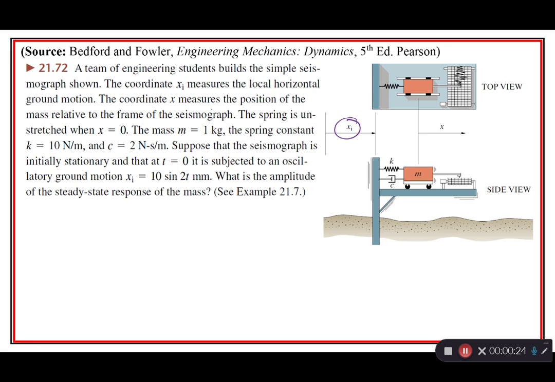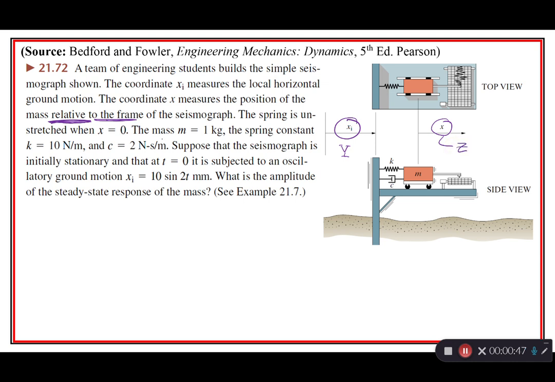The coordinate x, right? So this is actually for us, this would be y. What we've been using is y. For this one, this coordinate x measures the position of the mass relative to the frame, right? So this one for us is a z. It's not an x, it's a z.